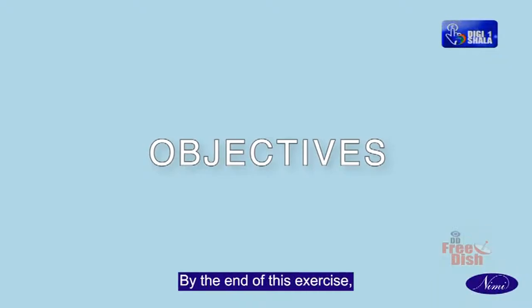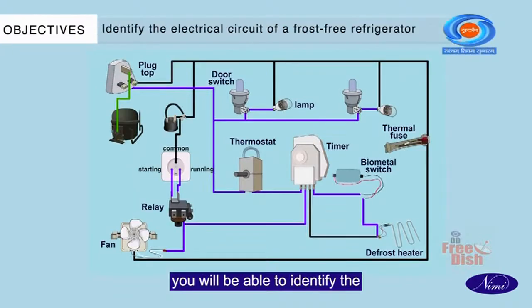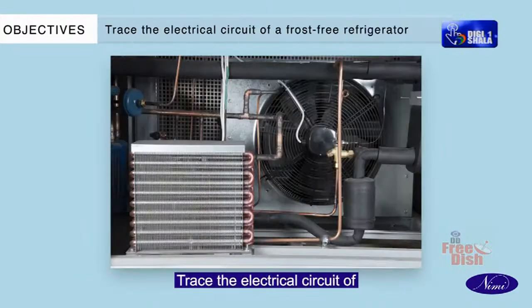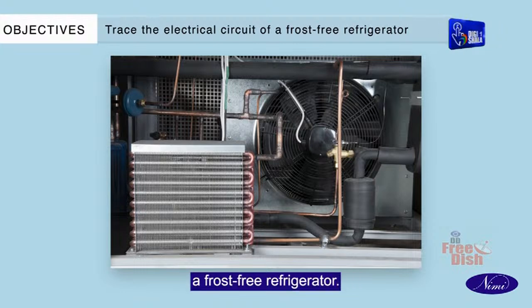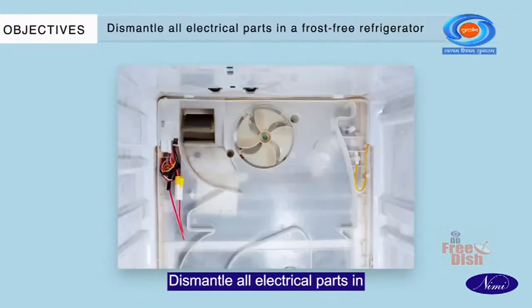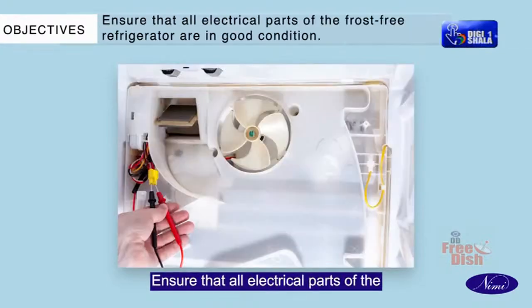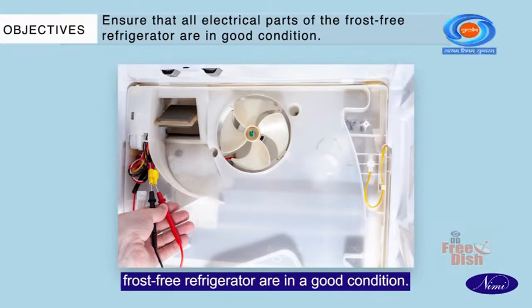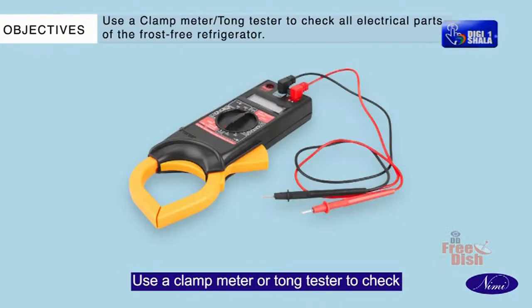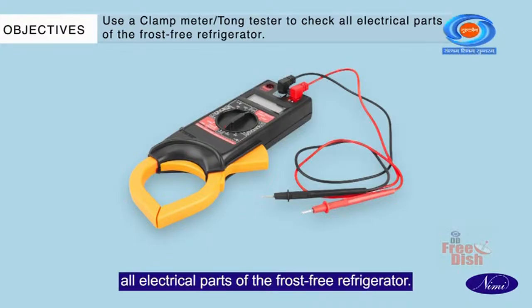Objectives. By the end of this exercise, you will be able to identify the electrical circuit of a frost-free refrigerator, trace the electrical circuit of a frost-free refrigerator, dismantle all electrical parts in a frost-free refrigerator, ensure that all electrical parts of the frost-free refrigerator are in good condition, and use a clamp meter or tong tester to check all electrical parts of the frost-free refrigerator.